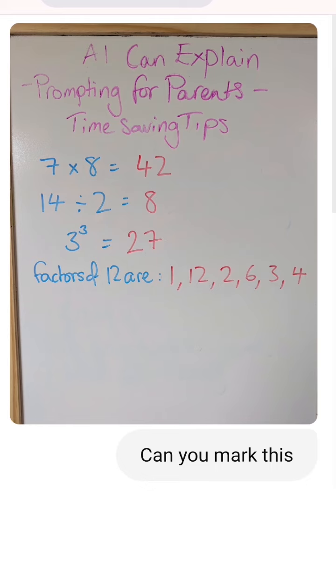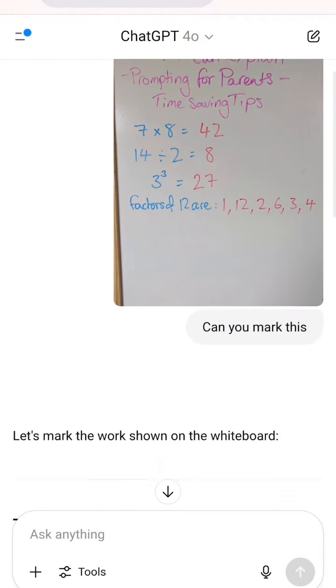And the factors of 12, it doesn't really matter what order you list them in. So I've done, well, there's 1 times 12, so 1 and 12. 2 times 6, so 2 and 6 are in the list. And 3 times 4 is the last remaining pair. Let's see what ChatGPT said.